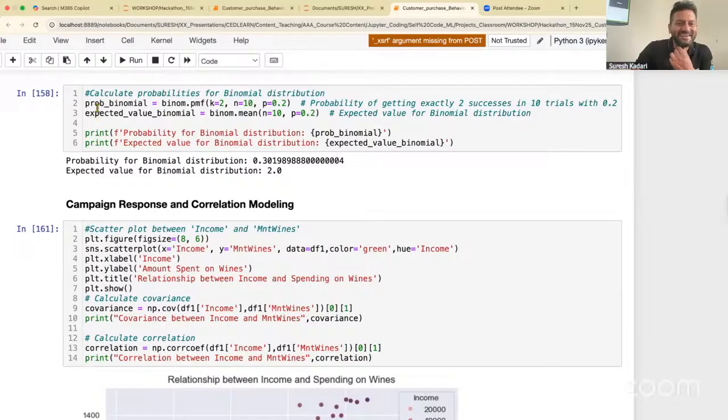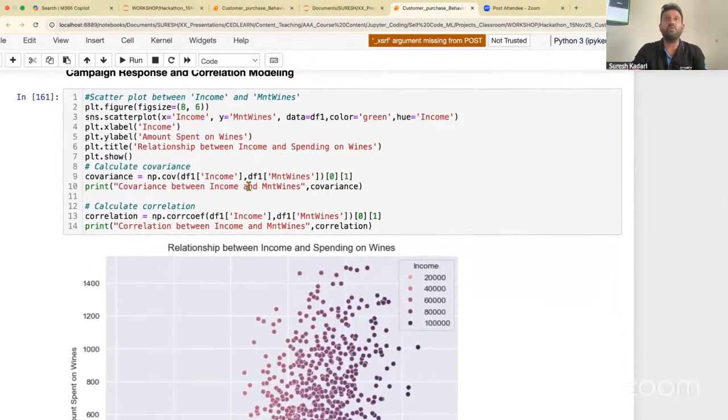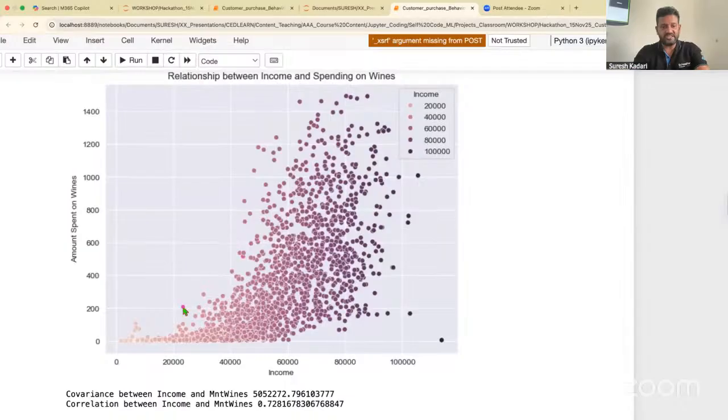So binomial: calculate the probabilities for binomial distributions, and the expected value of a binomial distribution. This is all I'm showing, how we can do correlation. What is correlation? How these two variables are connected. Once one is increasing, whether the other is increasing or decreasing. So relationship, response. So here you see the correlation between income and monthly wine spending.